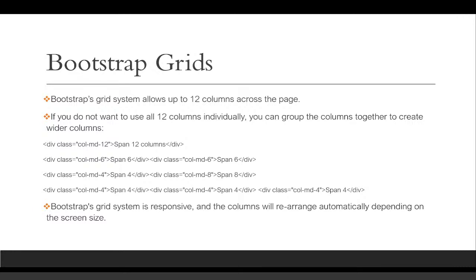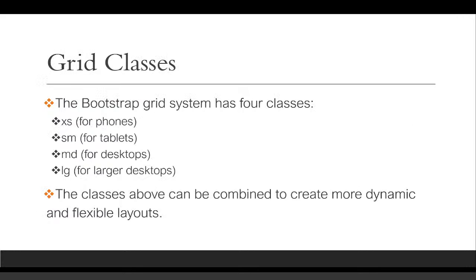Now Bootstrap's grid system is responsive. It's based on Flexbox as its basis, so the columns will automatically rearrange depending on the screen size. So we have, like you see, that col-md. There are different types of those. We have col-xs, col-sm, col-md, col-lg. And there is just a standard col that we can use as well.